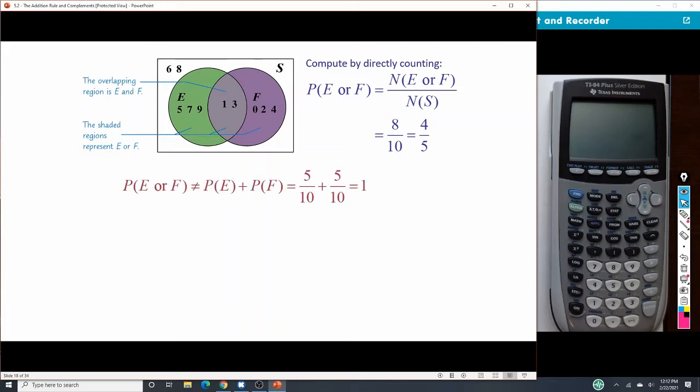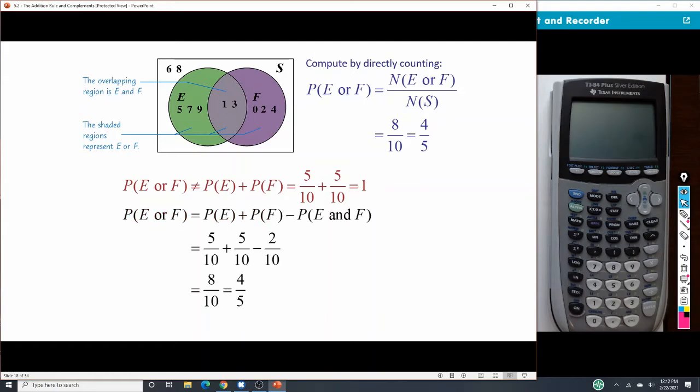Okay. Now, if we were to actually do our old rule, we would see that that gives us 1, and that's not true with those. And so we have to take things into account. Now, it's not always going to equal 1, but it's not going to equal the right thing either. So our rule here is that we have to think about the overlap. Because we're counting that overlap twice, we need to subtract off one of those things. And so our new rule here is going to be the probability of E plus the probability of F minus the overlap, which is the probability of E and F on those.